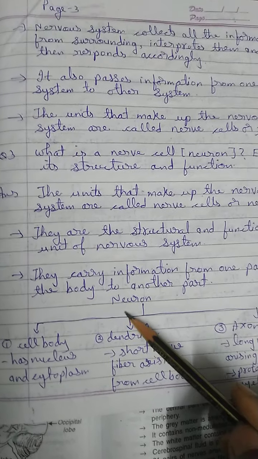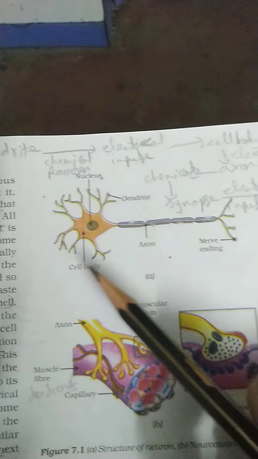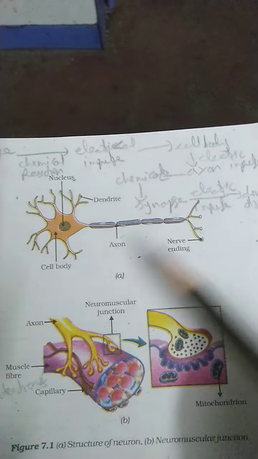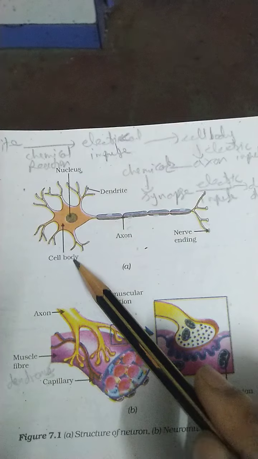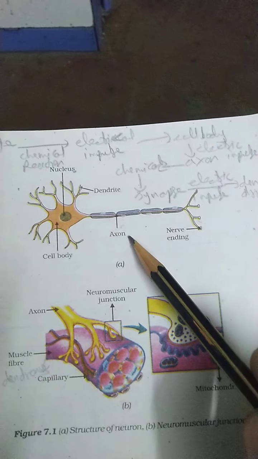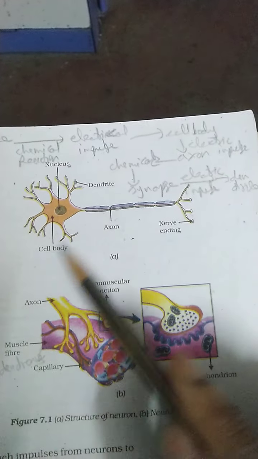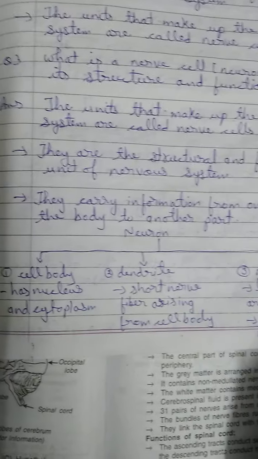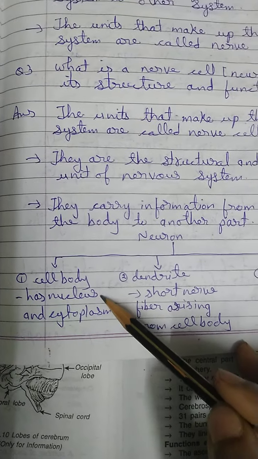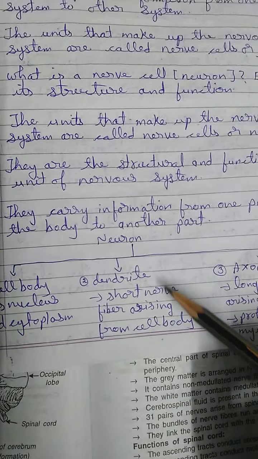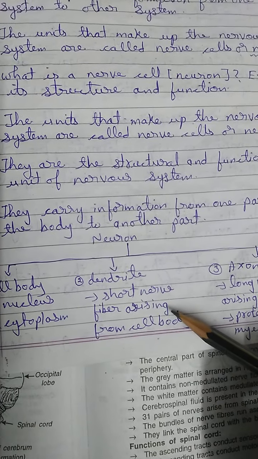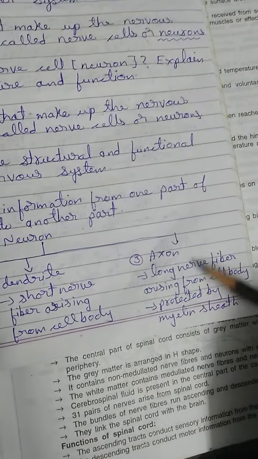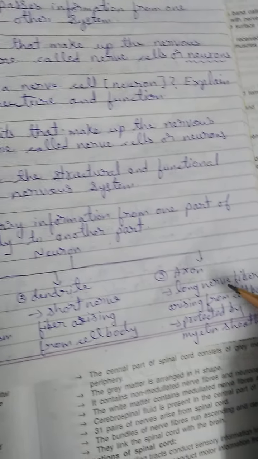Let us see the structure of the neuron. See the diagram on page number 115. This is the diagram of a neuron. In the diagram there are the cell body, dendrite and axon. These are the three parts of the neuron. The cell body has a nucleus and cytoplasm. Dendrites are the short nerve fibers arising from the cell body. Axon is the long nerve fiber arising from the cell body.